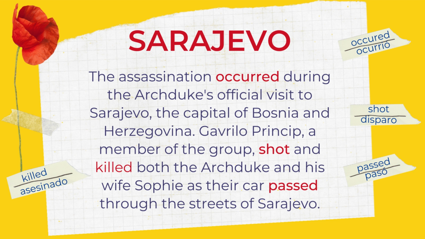So the assassination in Sarajevo took place during the Archduke's official visit to Sarajevo, the capital of Bosnia and Herzegovina. Gavrilo Princip, a member of the group, shot and killed both the Archduke and his wife Sophie as their car traversed through the streets of Sarajevo.